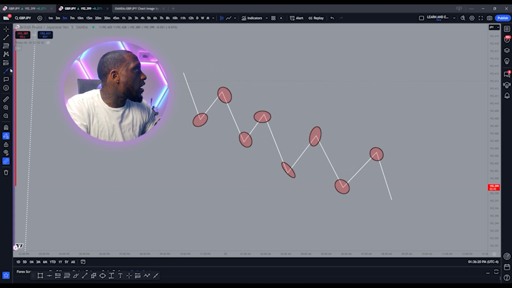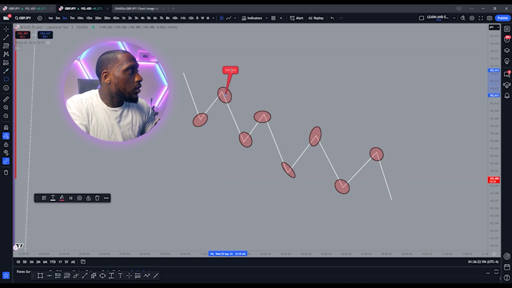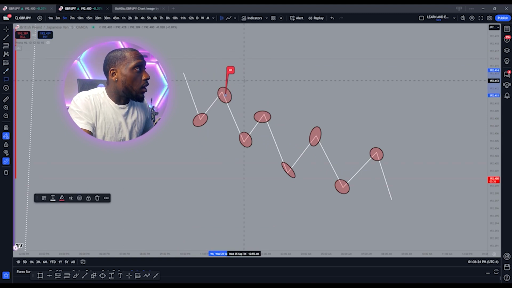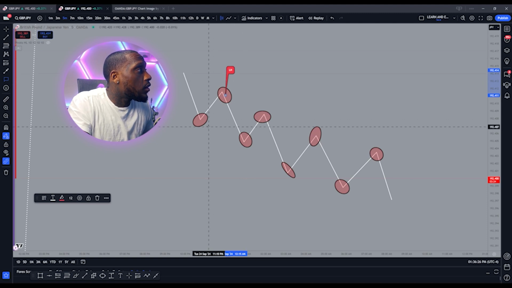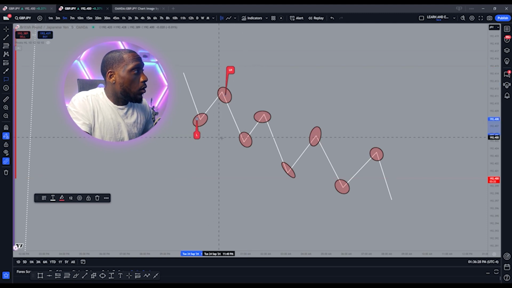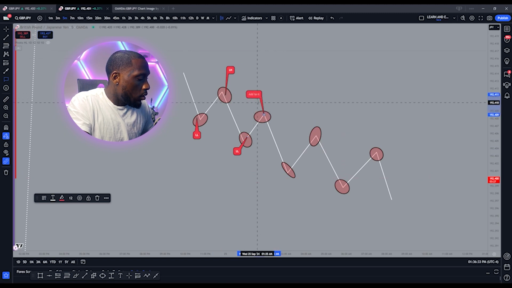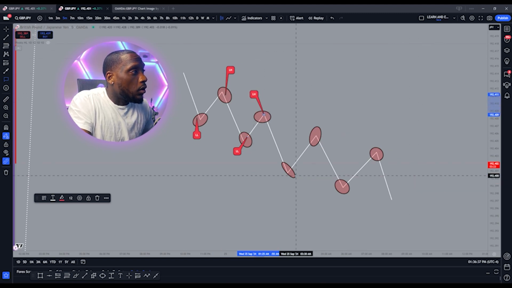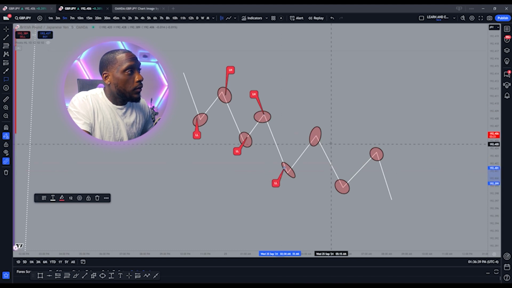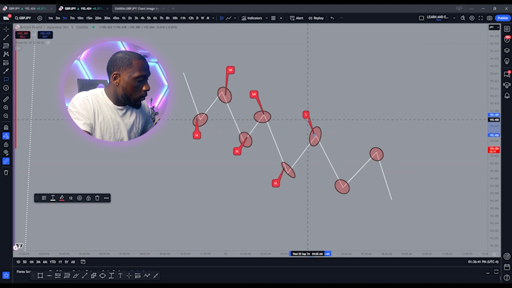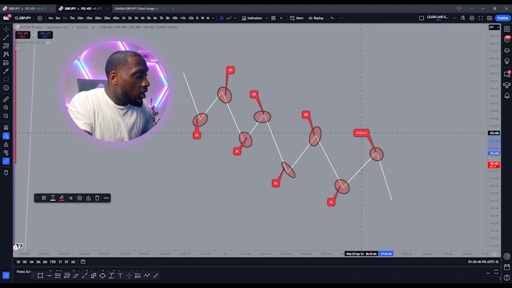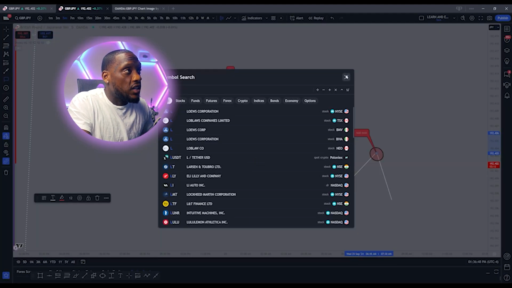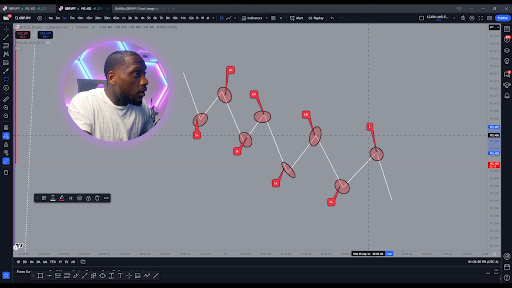So we're going to go ahead and label that so you guys know what it looks like. Again, lower high, lower low, lower low, lower high, lower low, lower high, and lower low.